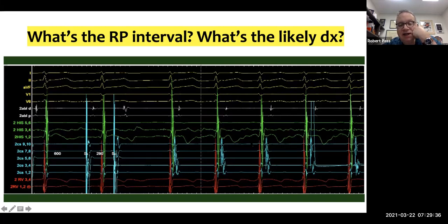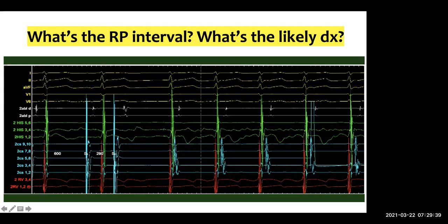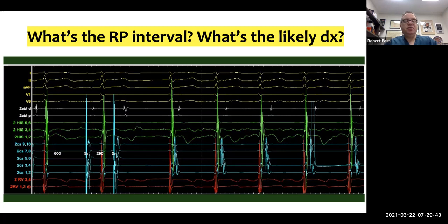So what is the likely diagnosis? AVNRT. Right. This looks like typical AVNRT.